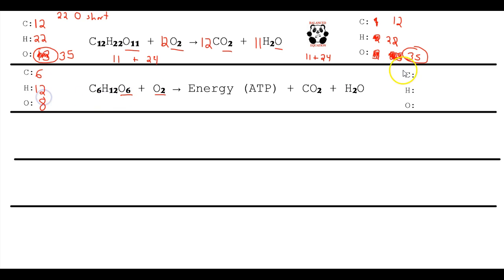Next up, respiration. Everyone's favorite one. I've got 6, 12, 8 on the left. Don't worry about the energy, ATP. We don't need to balance that. And I have 1, 2, 3 on the right. So a little bit of balancing.